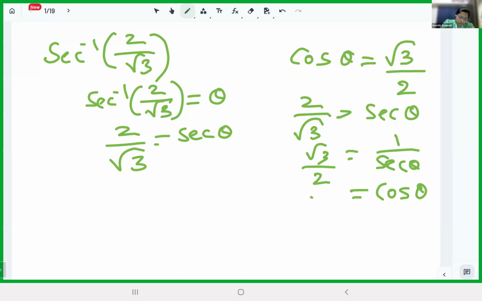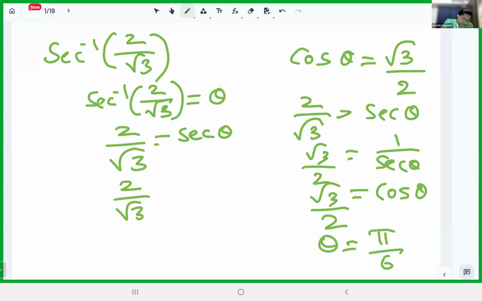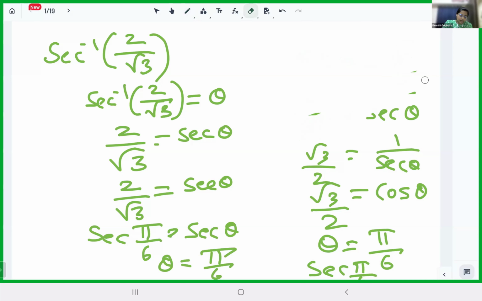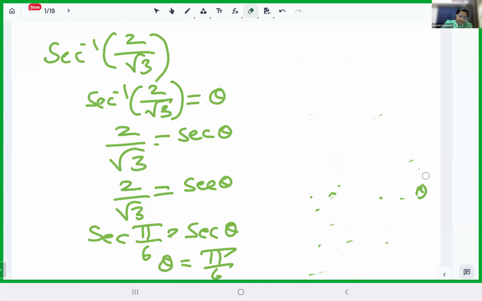Okay, so we have to find out for which value of theta the cos function becomes root 3 by 2. So which is that value? Cos theta is equal to root 3 by 2 means theta is equal to nothing but pi by 6, that is 30 degrees, right? So we got that 2 by root 3 is nothing but sec pi by 6. Okay, sec pi by 6. So sec pi by 6 is equal to sec theta. So the value of theta is equal to pi by 6. Now what we have to do? We have to check whether this value of theta belongs to the PVB of sec. What is the PVB of sec?